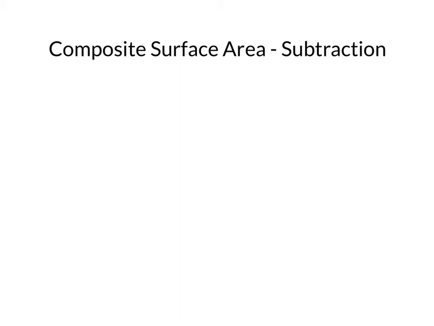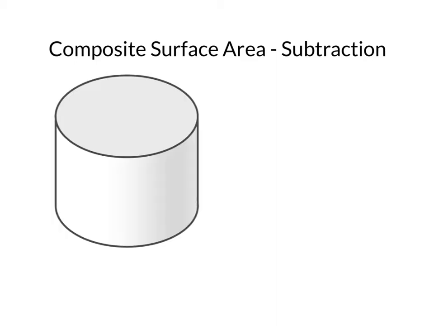Okay, in this composite surface area, everything is going to have something missing from it. In the last video, we were gluing objects together, so there were surfaces being missed. So now we're actually going to have surfaces that have holes in them. It's a little bit different thought process when it happens. So take, for example, this nice cylinder.